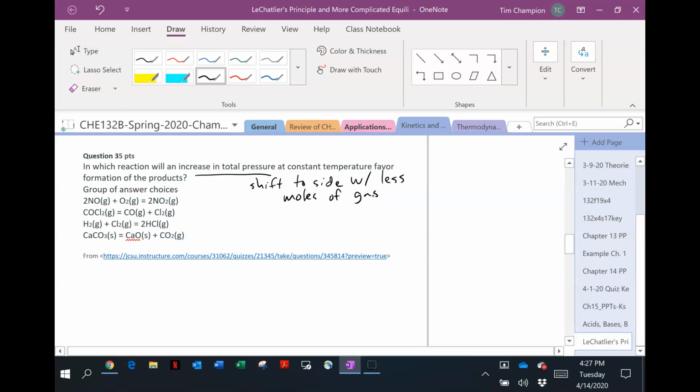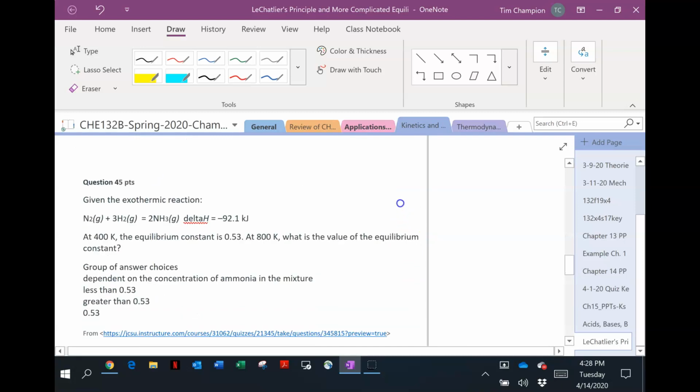So if we look at the first one there, we have 3 moles of gas on the reactant side, 2 moles of gas on the product side. That looks promising. If we look at the second one, it's 1 mole of gas on the reactant side, 2 moles of gas on the product side. If we look at the third one, it's 2 and 2. And then if we look at the last one, it's 0 and 1. So the only one where the number of moles of gas goes down is the first one. So that would be the correct answer.